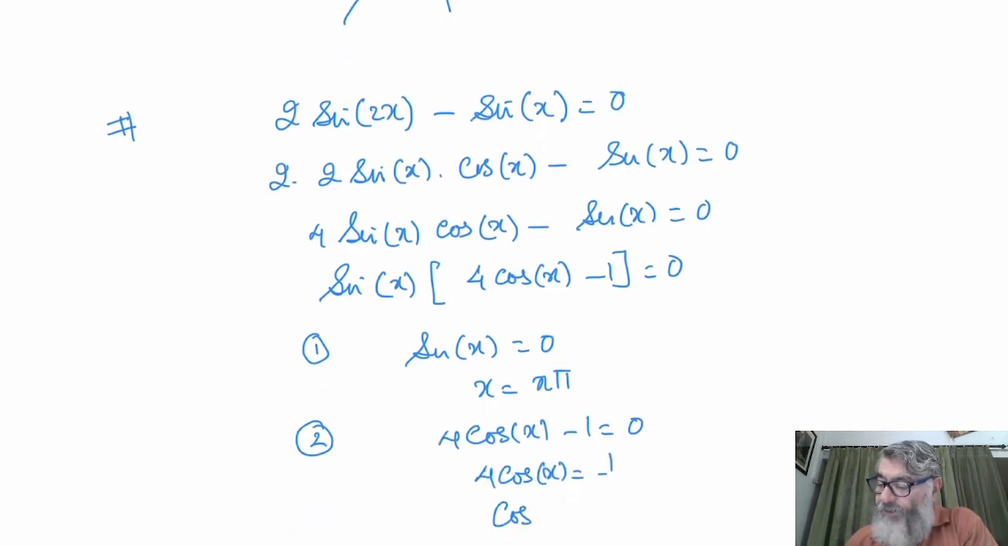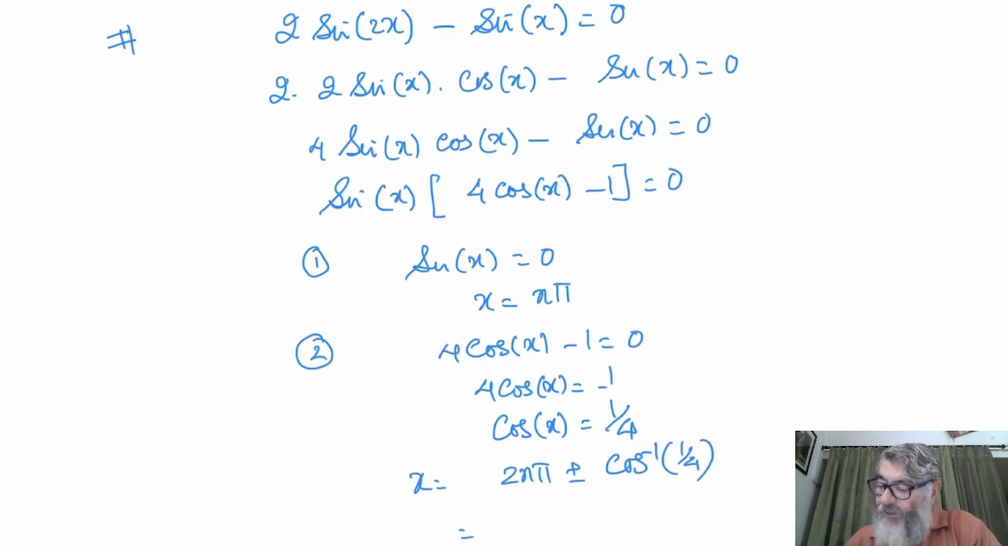Cos x will be 1 upon 4. So x will be equal to 2n pi plus minus cos inverse 1 upon 4. Or sometimes people write it like this, 2n pi plus minus alpha, where alpha is equal to cos inverse 1 upon 4. Whichever way you prefer it, that is okay.